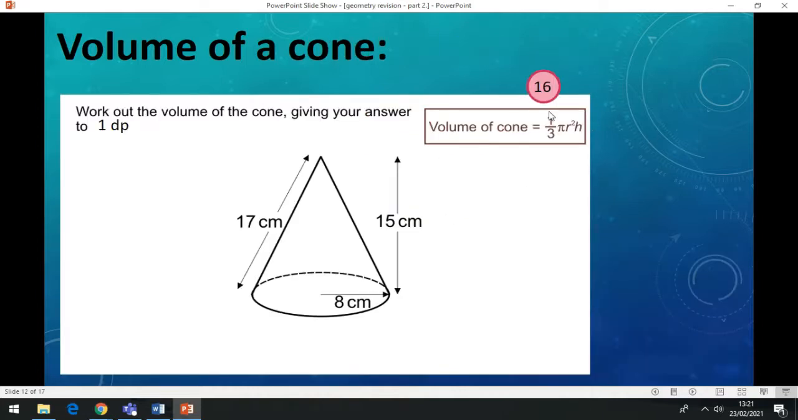Volume of a cone, given here. Have a go at this question. Give your answer to one decimal place. So again, plugging it in, 1/3 times pi times the radius squared, which is 8, so times 8 squared, times the perpendicular height, so that's 15 centimetres, not 17 centimetres, would give us 1005.3 centimetres squared.